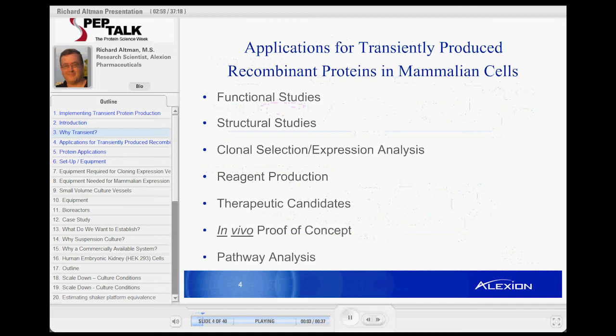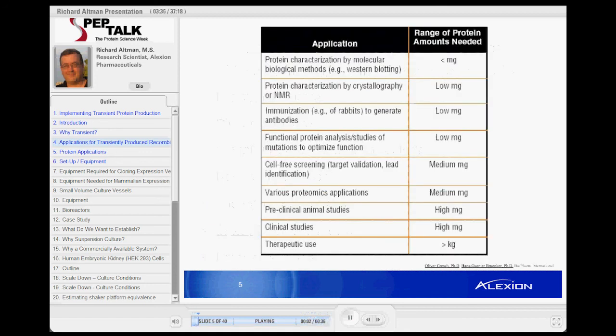When we talk about what we use transients for, this is certainly not a comprehensive list by any stretch of the imagination, but you can see a lot of things: functional studies, structural studies, clonal selection and expression analysis, one of my favorites, reagent production, therapeutic candidates, in vivo proofs of concept, and pathway analysis. Like I said, this is not an all-encompassing list, and we were talking at our table at dinner about some of these and what we need to do to accomplish them. In sync with that, all of those require different amounts. You can run the whole gamut, from very simple protein characterization requiring microgram or even sub-microgram amounts of protein, all the way to needing high milligrams or grams.